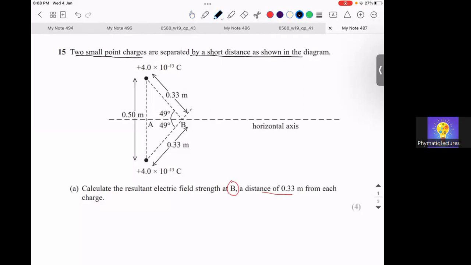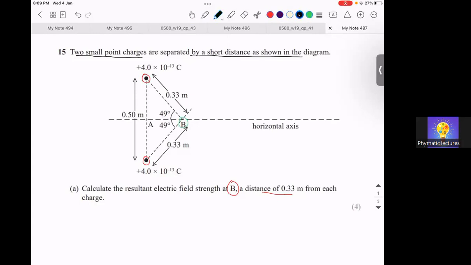The figure is given to us, both positive charges, 4 times 10 raised to minus 13 coulomb. Both point charges are spaced apart, and vertically the distance between them is 0.5. Now, we are in a position to find the electric field at this particular point B.